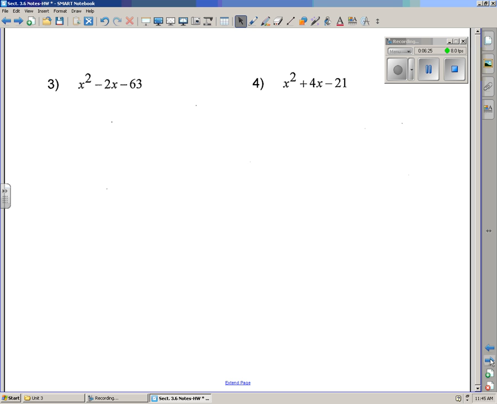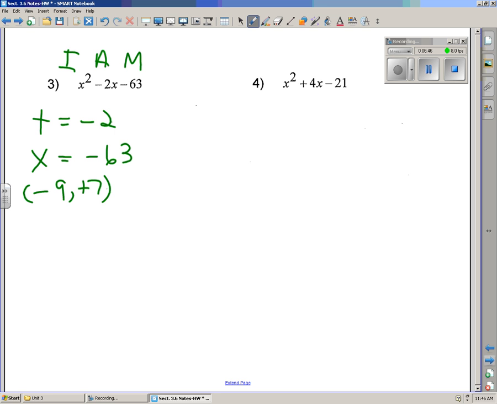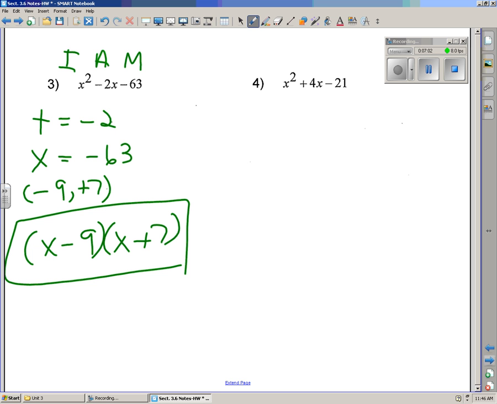Let's try it again. I have to add to the middle value and multiply to the last value. So I need to think about two numbers. And I'm going to write it a little bit differently. They're going to add to equal negative 2. They're going to multiply, I'm using the symbols now, to equal negative 63. Well, if I think about those two numbers that do that, the numbers will be a negative 9 and a positive 7. Those are the two numbers that add to negative 2 and multiply to negative 63. Just a different way to show your work. I don't care how you do it. But bottom line, you come down to your two parentheses, and one is going to be an x with a minus 9. One is going to be an x with a positive 7. And there's your answer for 3.